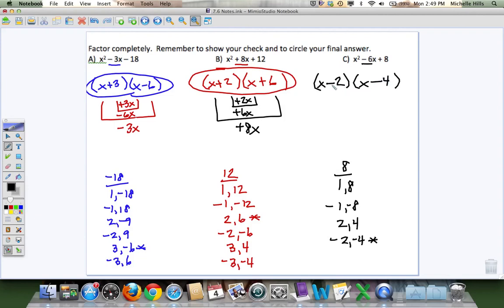There are no parentheses in these. These are not ordered pairs. If you put the parentheses in, it's incorrect. Now, to show my check, the inside part, negative 2 times x, would give me a negative 2x. X times negative 4 would give me a negative 4x. The combination is that minus 6x middle term that I'm looking for.